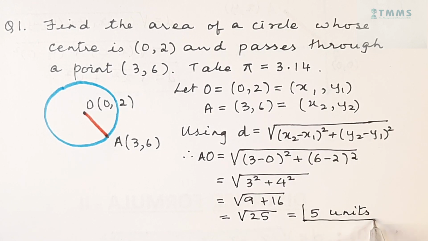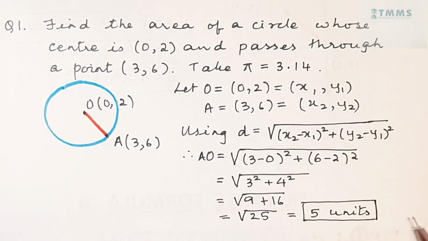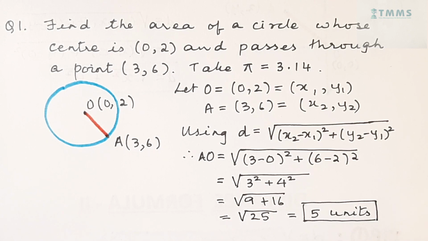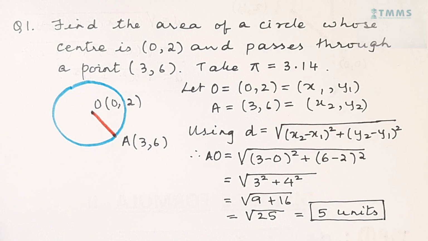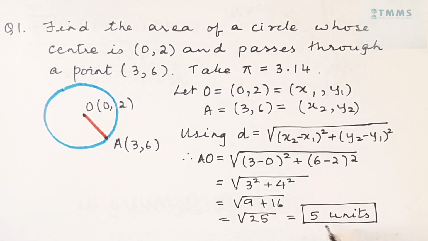Now understand that the distances in coordinate geometry will never have a unit like centimeter or meter, because on the coordinate system each unit can have any value, because it is representing certain values, like 1 unit could be 1 centimeter or 1 kilometer, we do not know. So we just write it as units. And also when we take the square root, we do not write plus or minus signs because all the distances by default will be positive. And so 5 units is the value of AO.